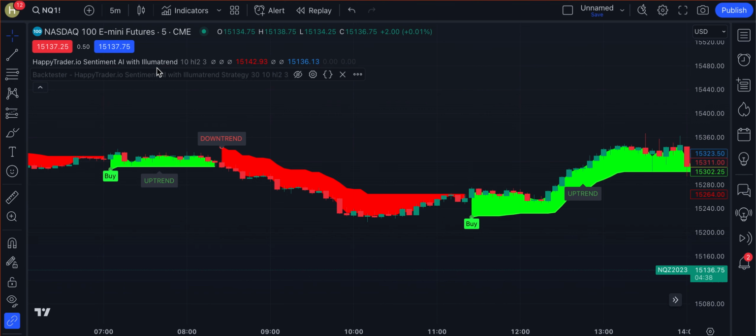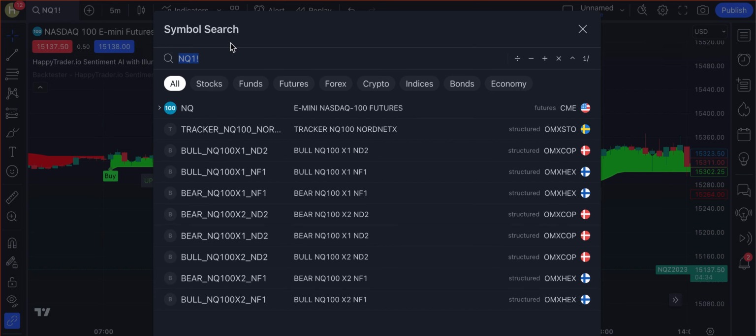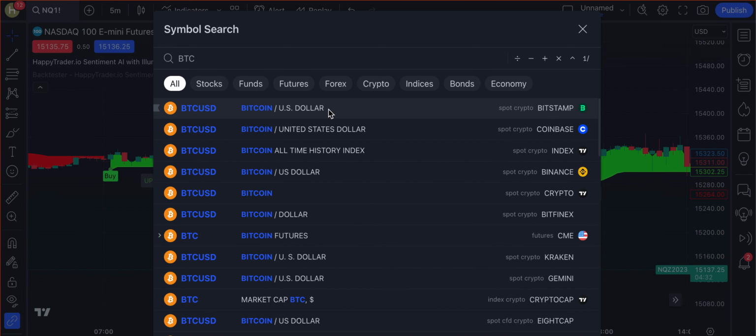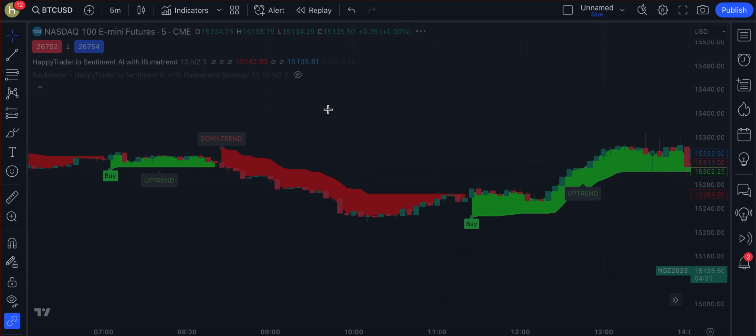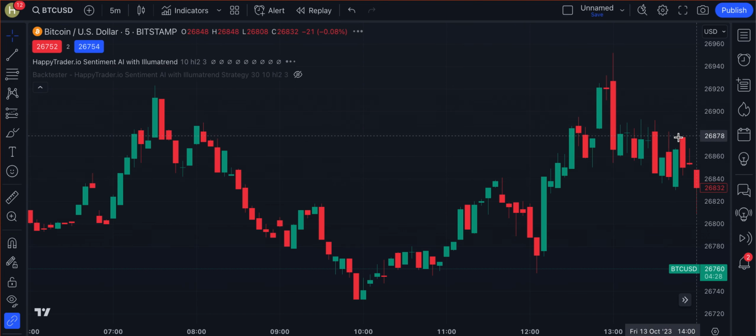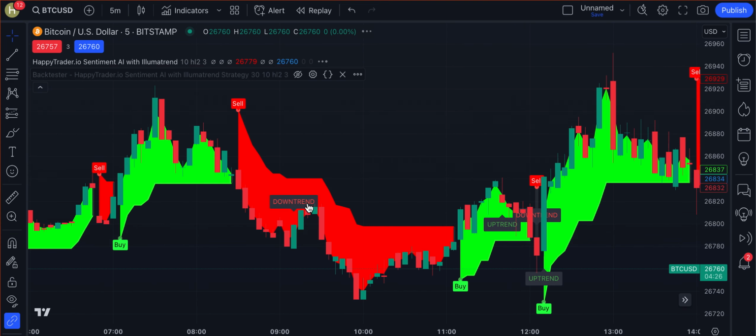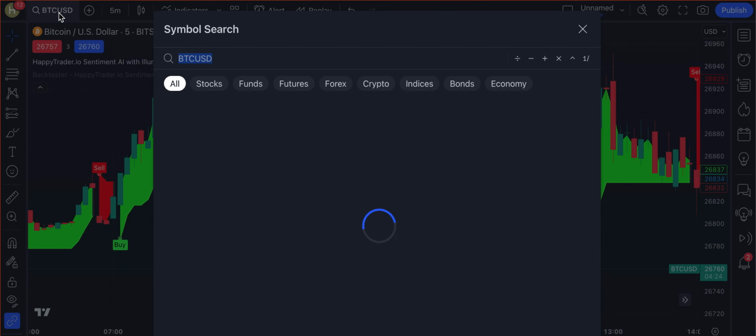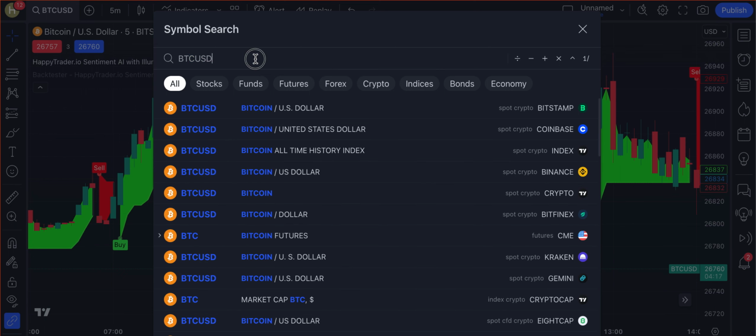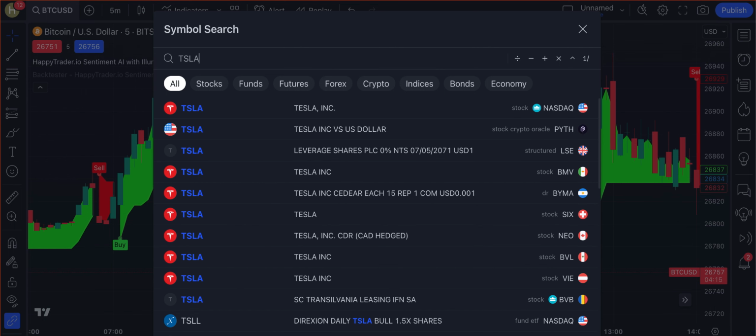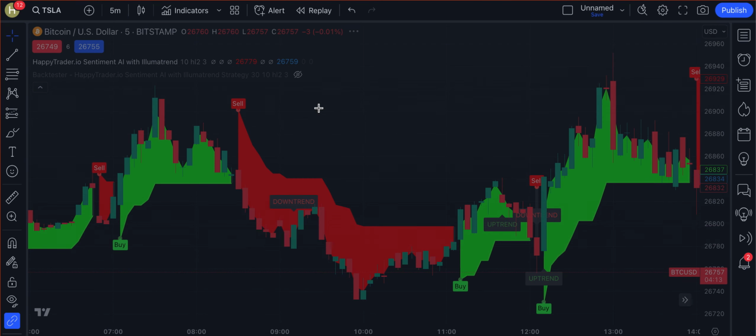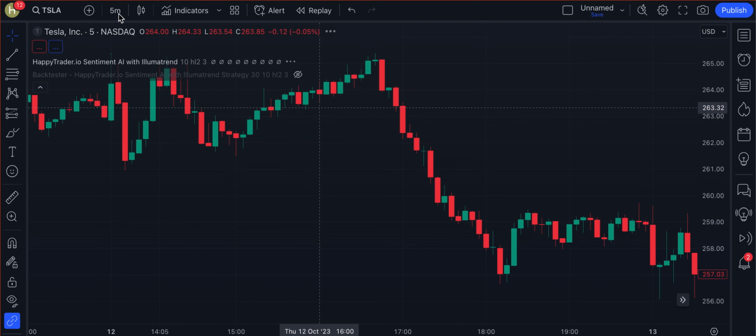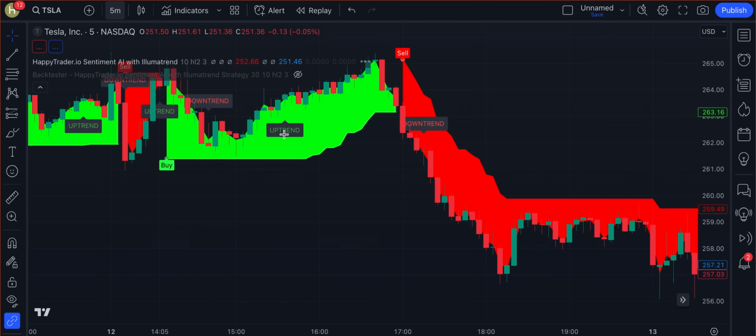As you can see here, we're looking at the 5-minute chart on the NASDAQ, but we could just as easily flip over to something like Bitcoin and correlating with the US dollar. And you can see that these signals work for any ticker and any time frame. So what we'll do is just flip over to Tesla real quick just to demonstrate that. So we've looked at an index, we've looked at cryptocurrency, and now we're going to look at one of the most popular stocks, Tesla. And you can see that it just takes a minute to render.